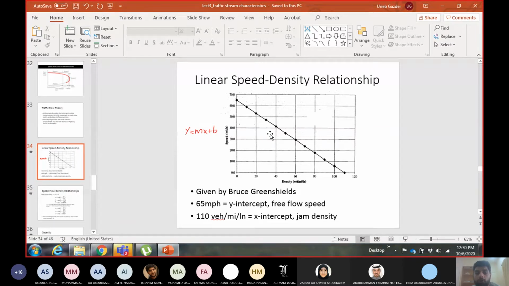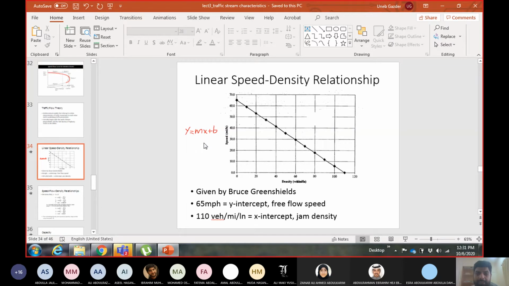What is the slope? Slope is y upon x, right? So how much y do I have? You see how much is this value? 65. Okay, and how much is the x value? You see how much is this value? 110. Between 100 and 120, 110. Okay, so jam density is 110, which is maximum density, and the free flow speed, which is the maximum speed, is 65. So the y value is 65, the x value is 110. So m will be 65 upon 110, and you can see the line is going downward. So m will be negative. So m will be minus 65 upon 110.